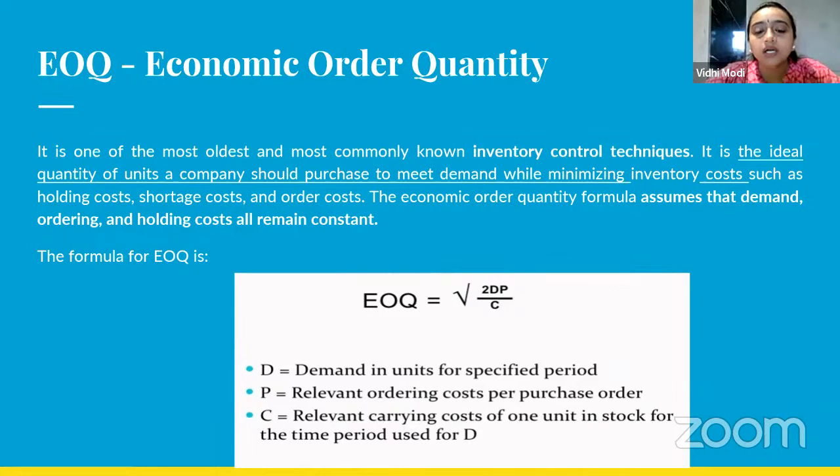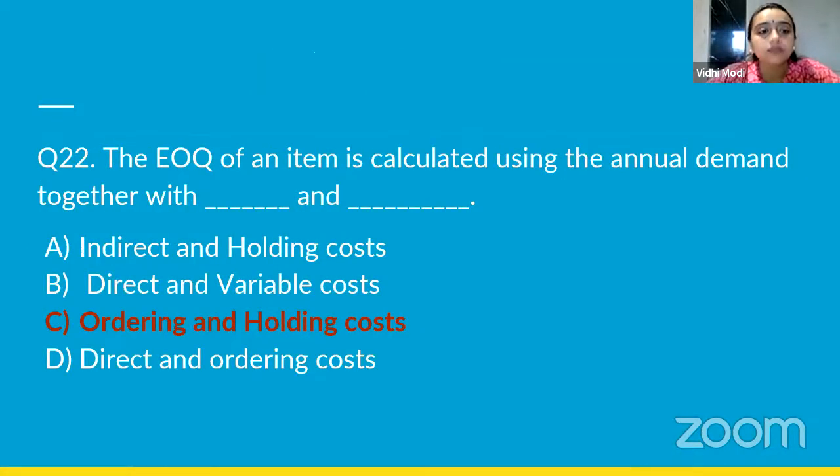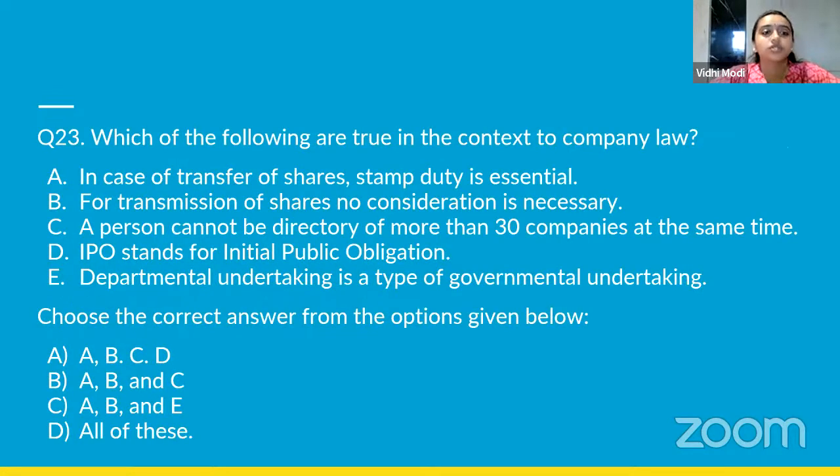The formula is given right here in the image, right? Going back to the question, it's talking about the ordering cost and holding cost. Then we have our next question.